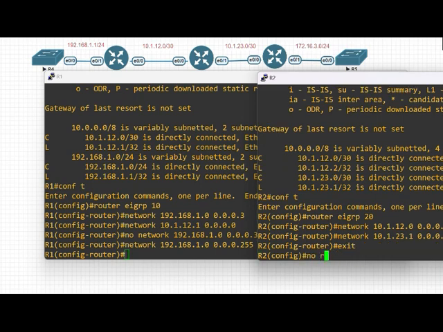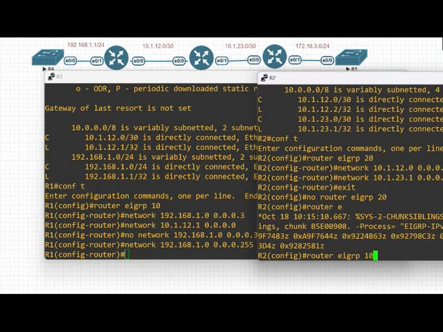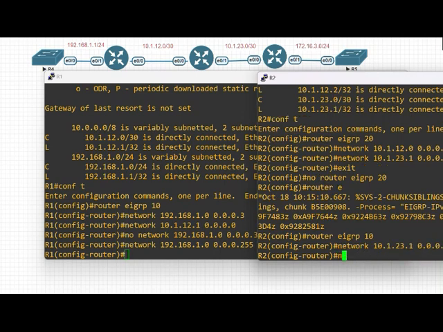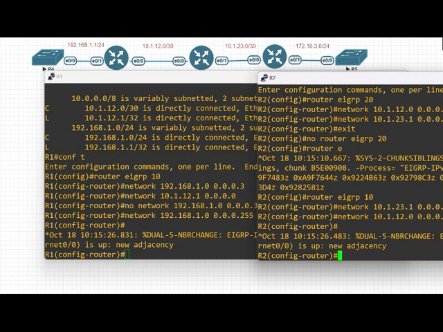So I'm going to configure no router eigrp 20, router eigrp 10. Okay, I'm going to do the network statements again. That's for network 23. And this is for network 12.0. So immediately the neighbor relationship is up.